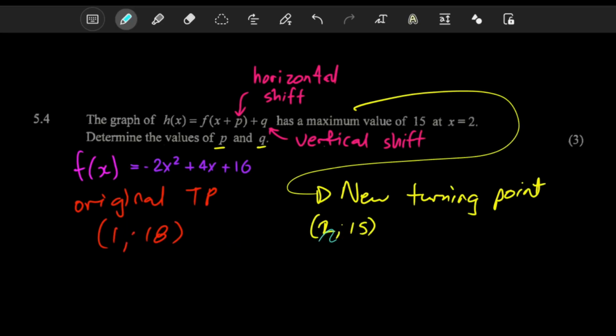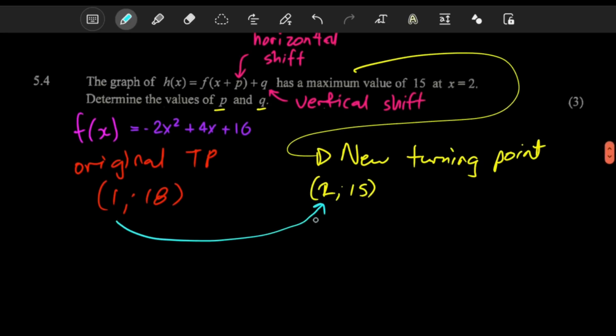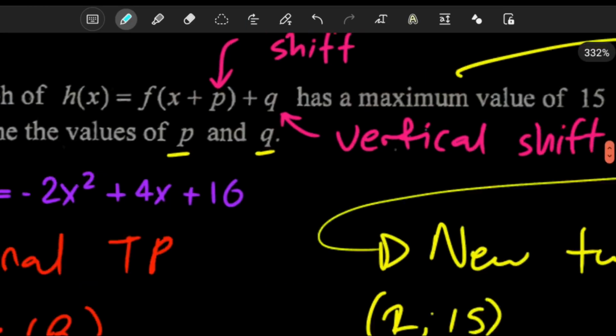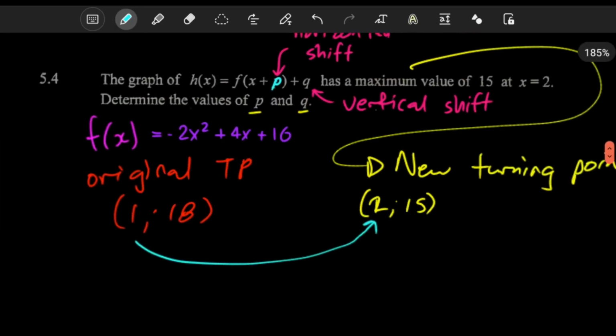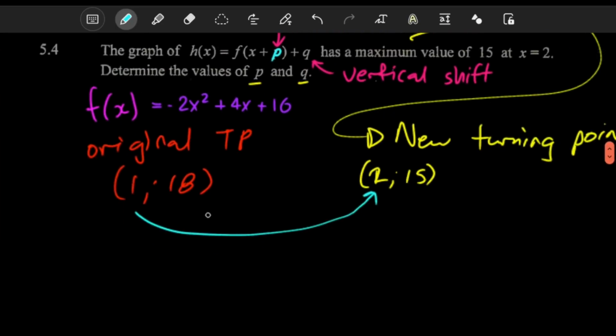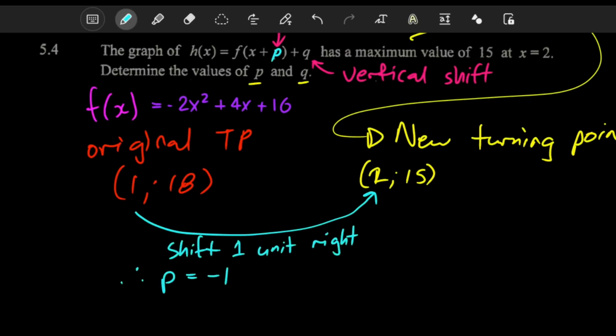So from 1 to a positive 2, we know that this is just a shift 1 unit to the right. Now obviously, remember where p is, you always write things in opposites, as we have already stressed in the course. So if your graph here is shifted 1 unit right, it means that p is a -1.